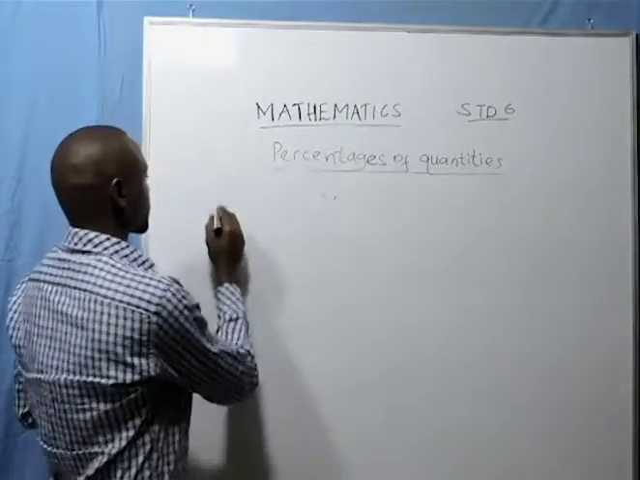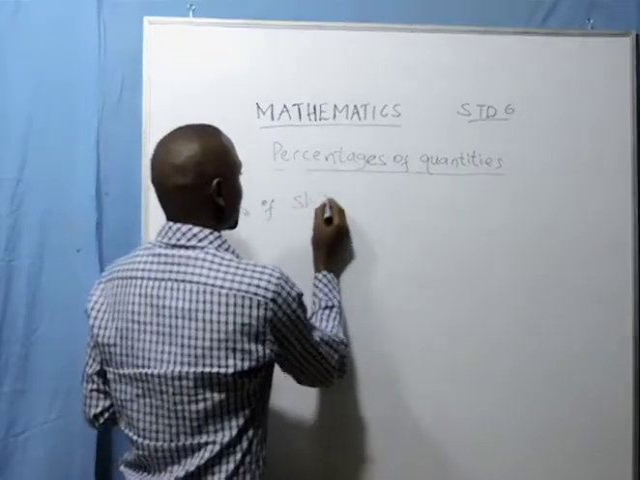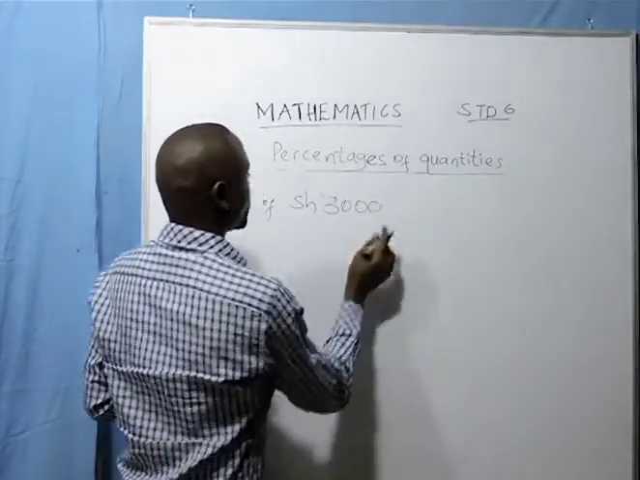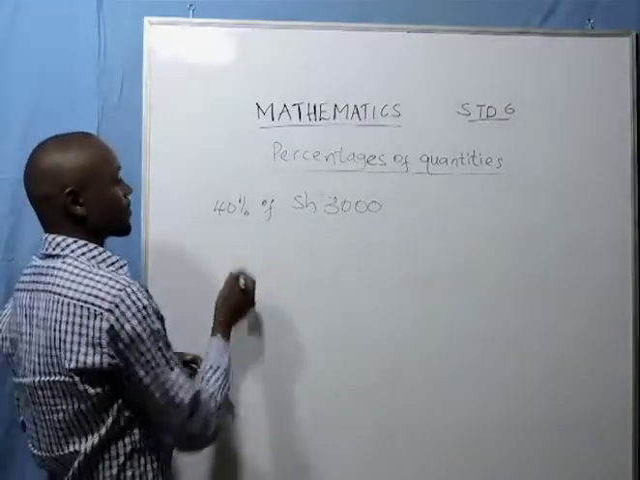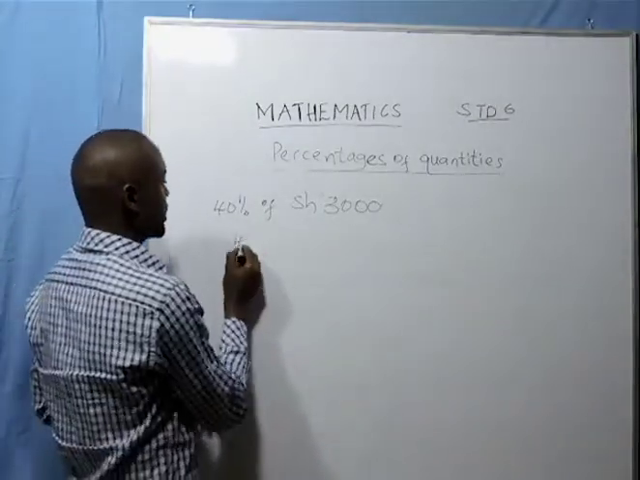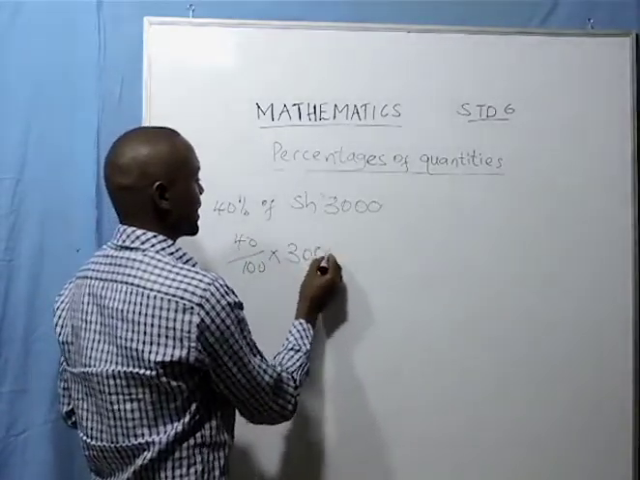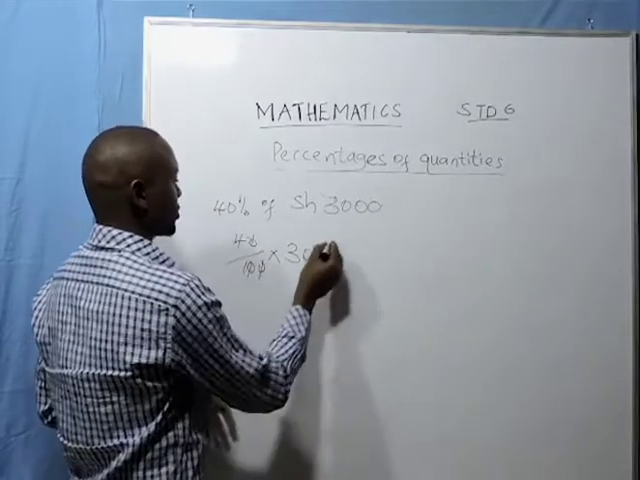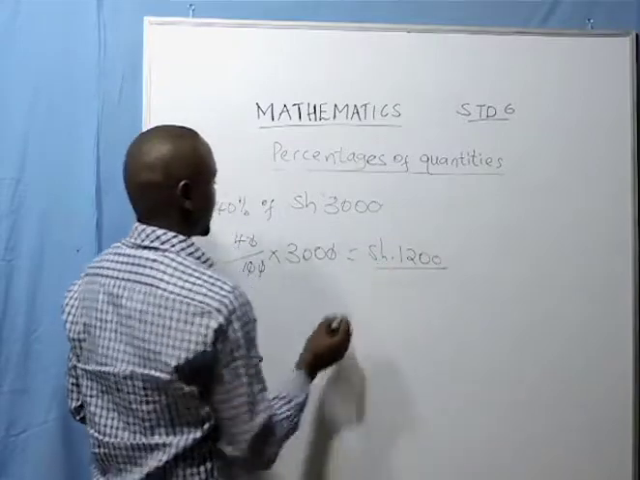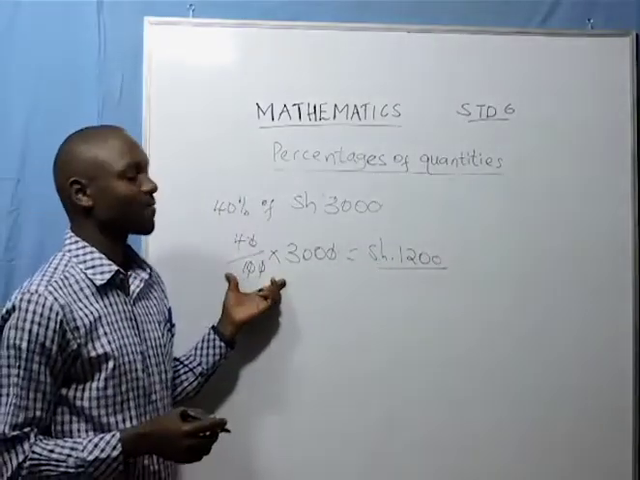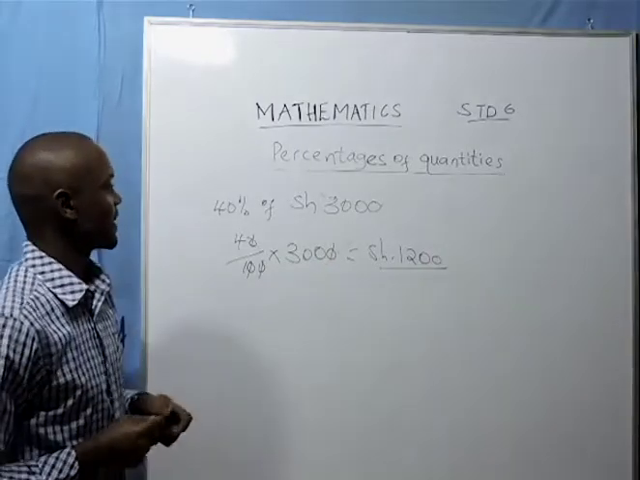Another example. What is 40% of 3,000 shillings? 40% of 3,000 shillings is 40 over 100 times 3,000 shillings, which is 1,200 shillings. Write the percentage as a fraction, that is over 100, then multiply by the quantity given.